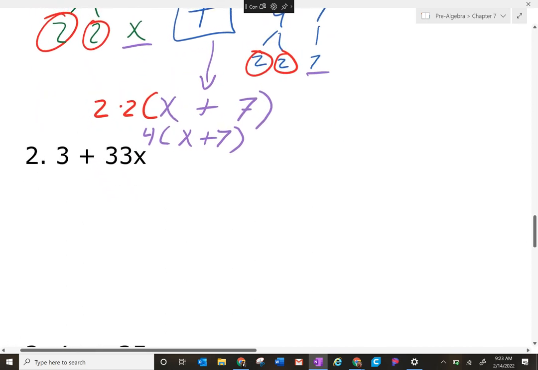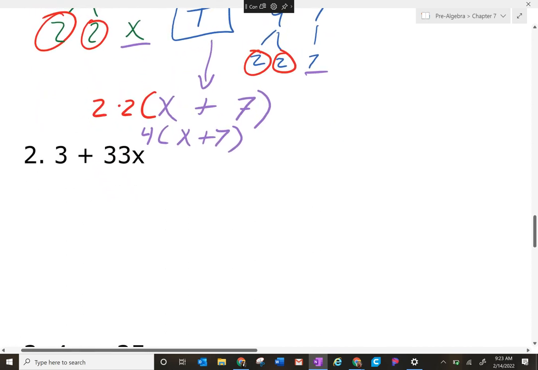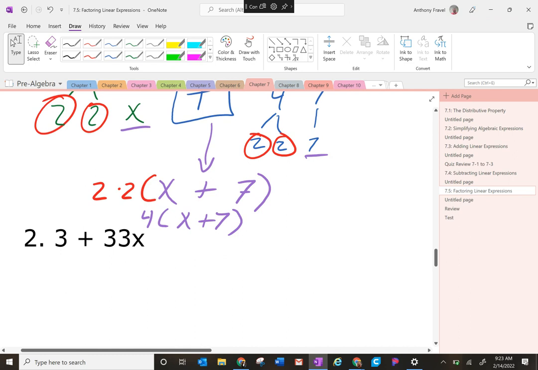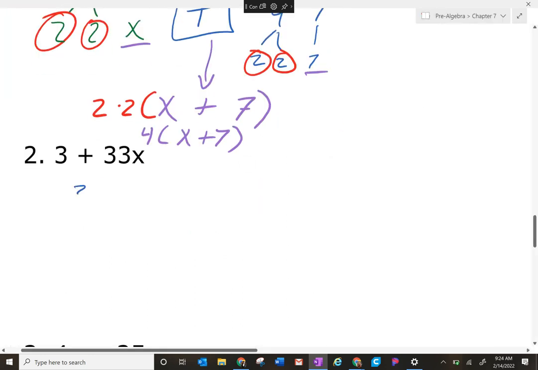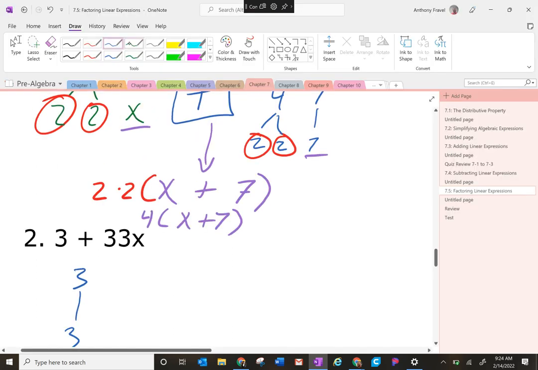All right, this is 3 plus 33x. Somebody talk me through what I'm going to do. Austin, first step. You're right, 3. Okay? And then bring it down because it can't be broken down. And that's it. That was like the best one to choose ever. That was the easiest one. I like it. Okay? There was a plus sign.